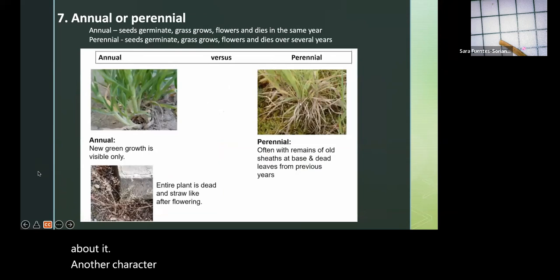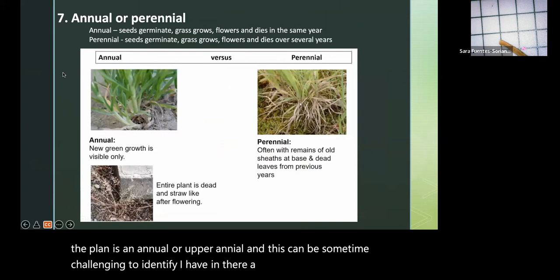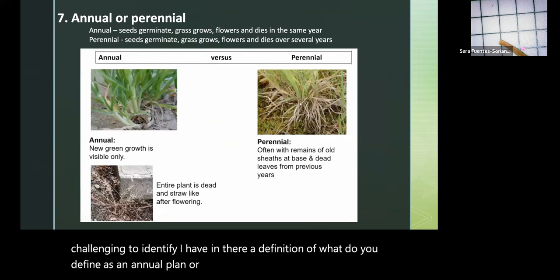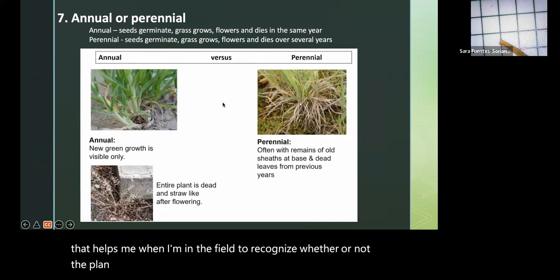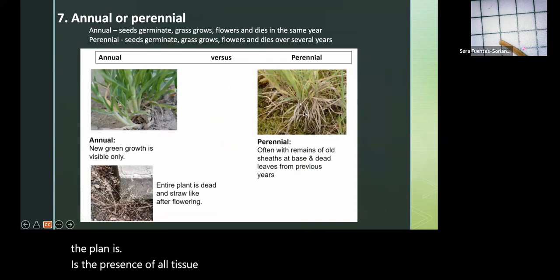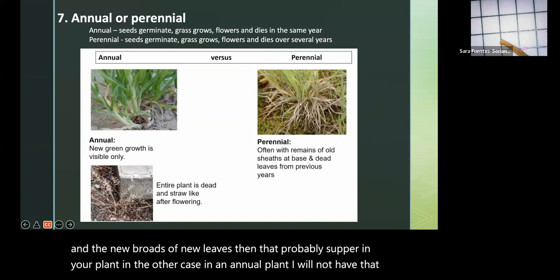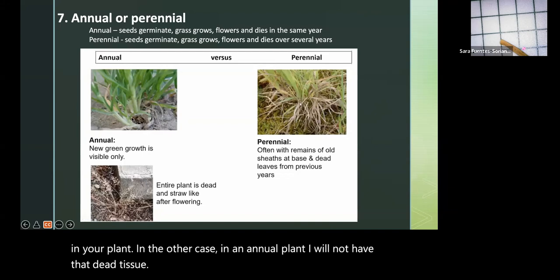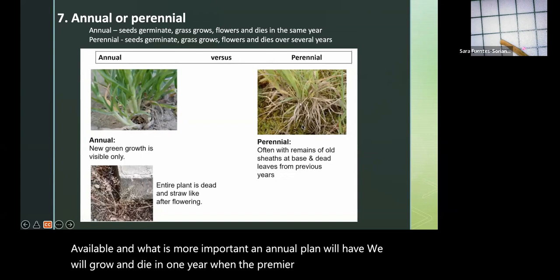Another important character is to recognize whether or not the plant is an annual or a perennial. This can sometimes be challenging to identify. I have a definition there of what you define as an annual plant or a perennial plant. But one of the things that helps me in the field to recognize whether the plant is a perennial or an annual is the presence of old tissue. So if I see the presence of old sheaths and leaves, and then new growth of new leaves, then that is probably a perennial plant. In the other case, in an annual plant, I will not have that dead tissue available. And what is more important, an annual plant will grow and die in one year, where the perennial plant will last for many years.